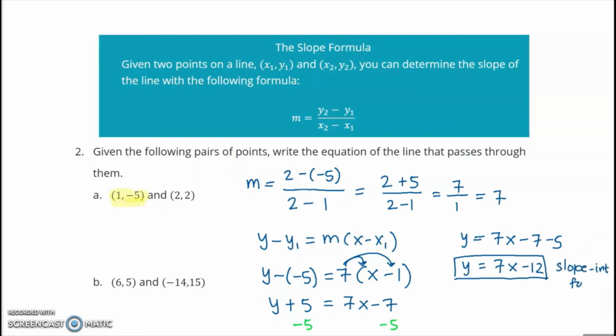Now, if I want to write this in standard form, I will just have to transpose 7x to the other side of the equation. So that would be y minus 7x is equal to negative 12. So this is the standard form.